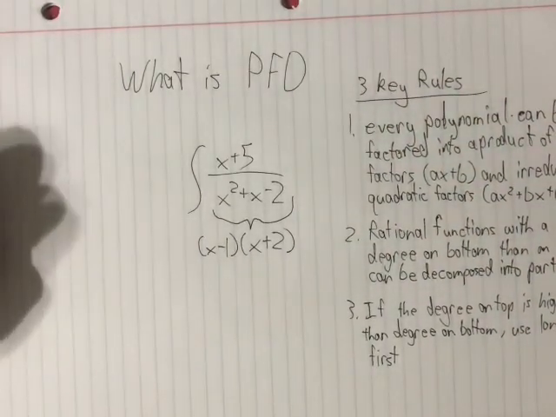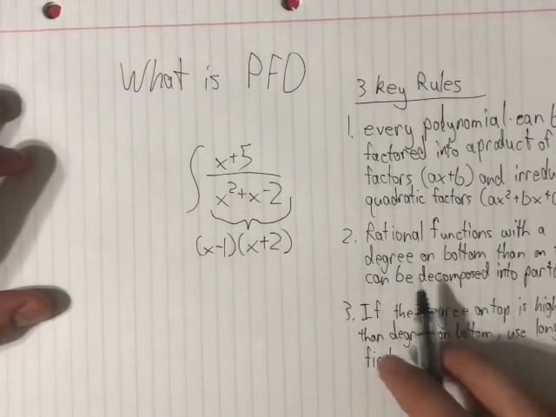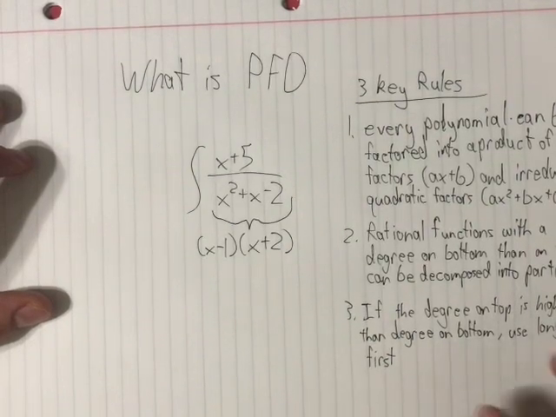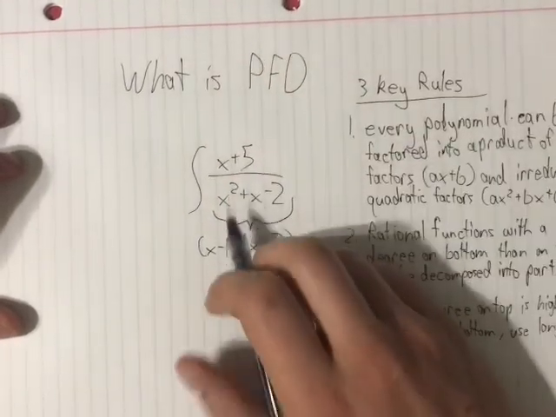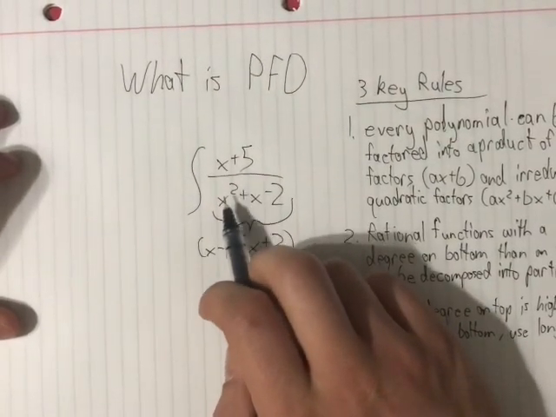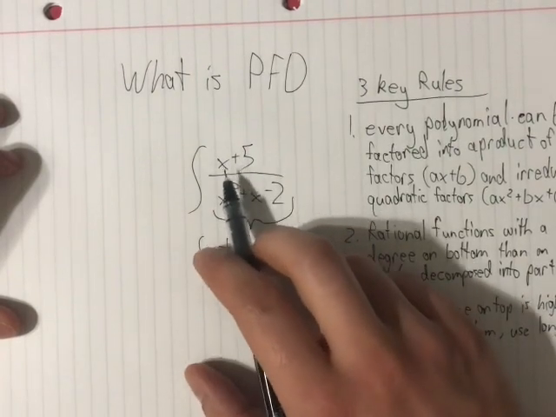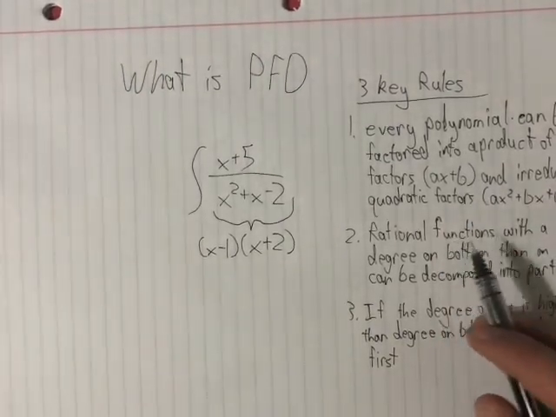Now, the second thing is rational functions with a higher degree on bottom than on top can be decomposed into partial fractions. So basically, right here we can see that the degree of the denominator is higher than the degree of the numerator, so it can be partially decomposed.